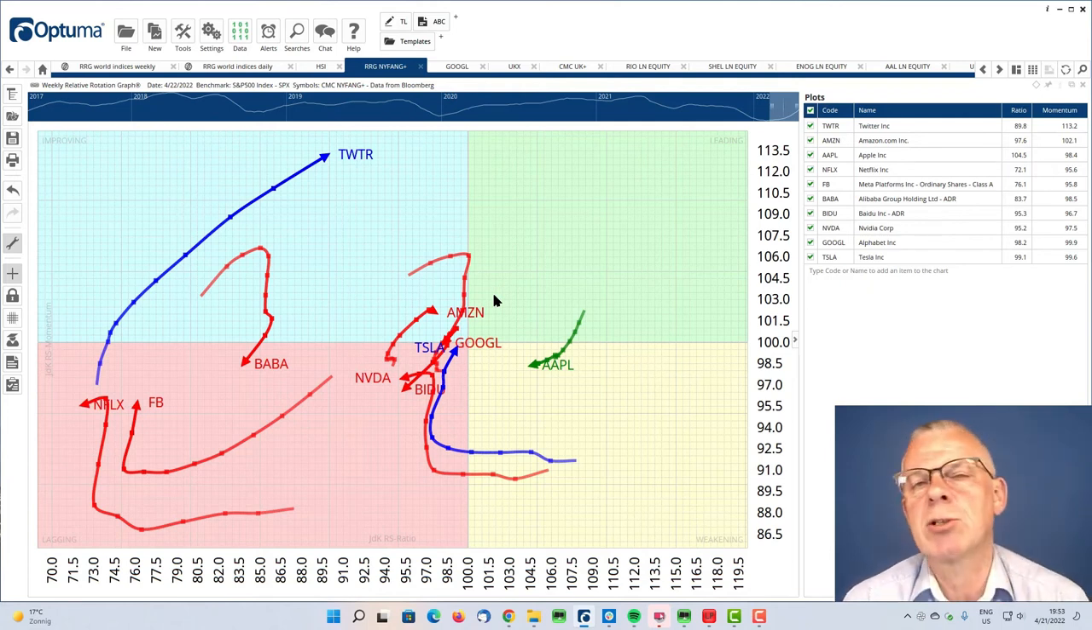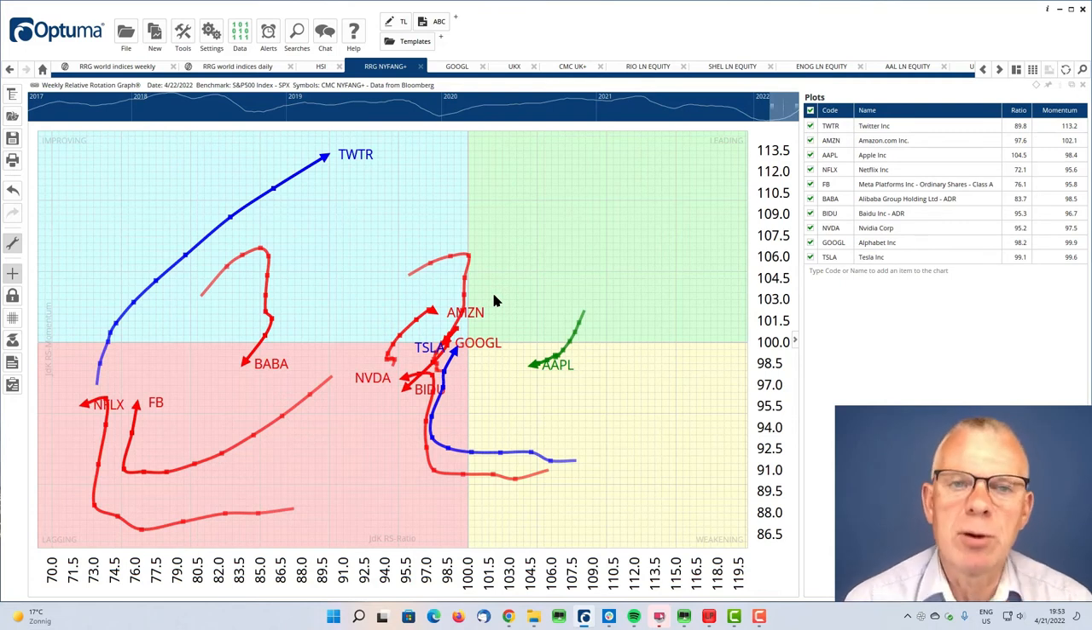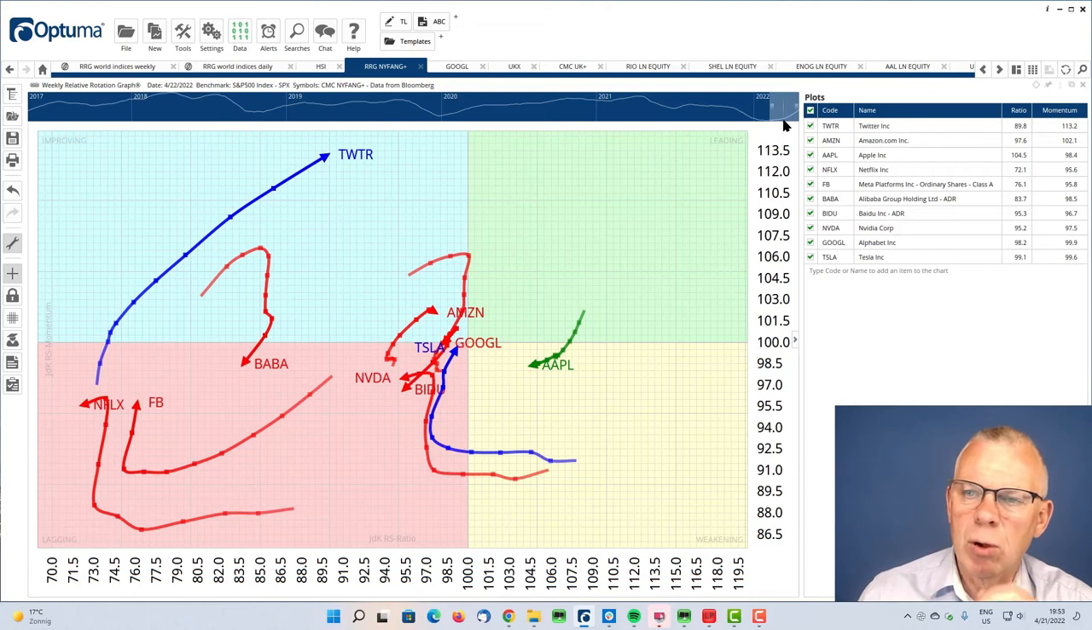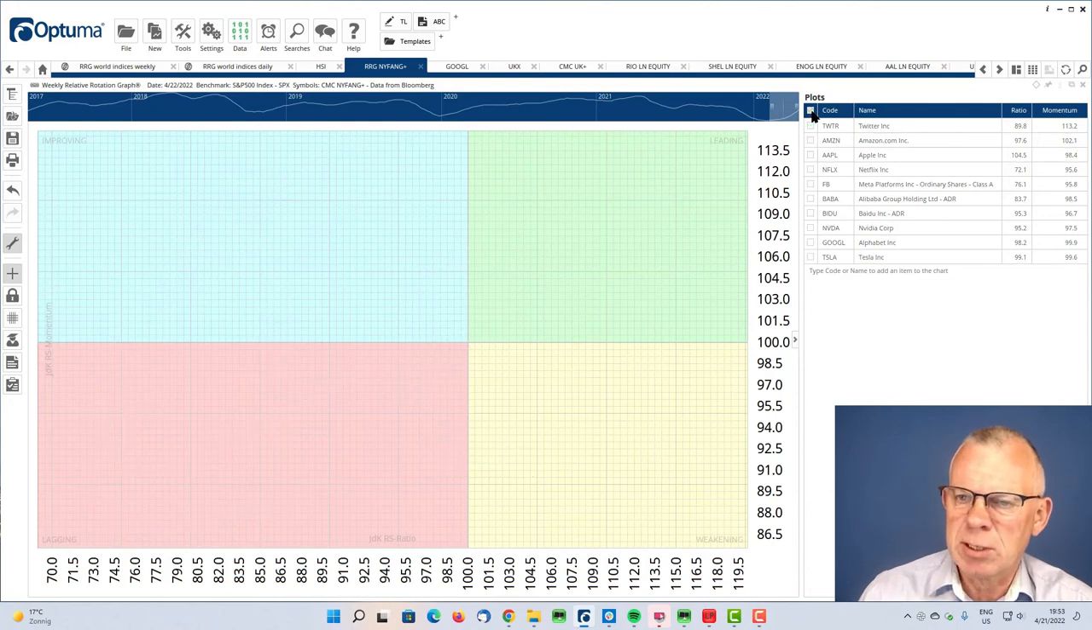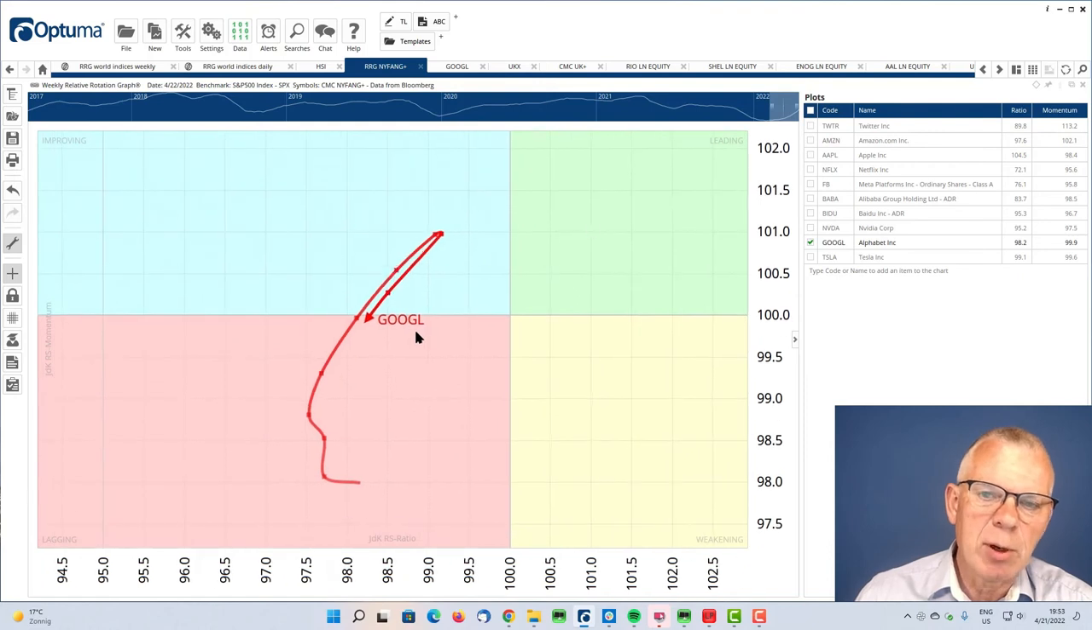There's also on this chart one tail that I really want to focus on, and that's the tail of Google. Google is buried here inside this group of tails, so what I'm going to do is tick them all off and highlight Google, blow that up for you and show you the longer term history.